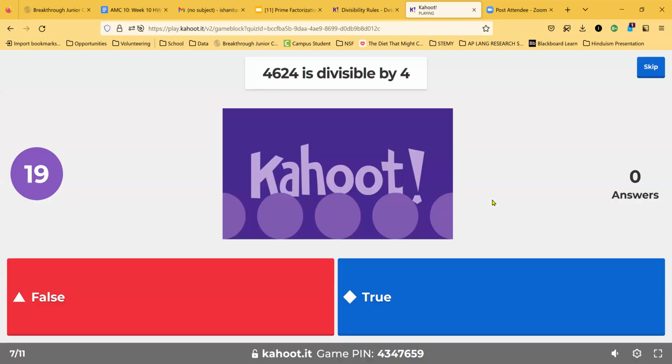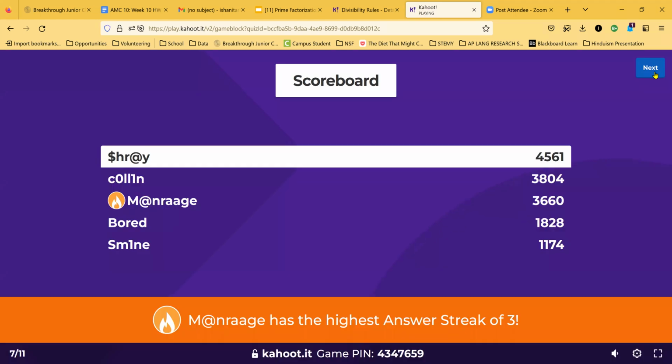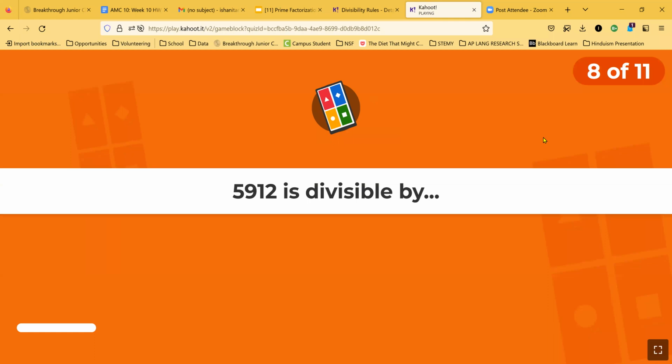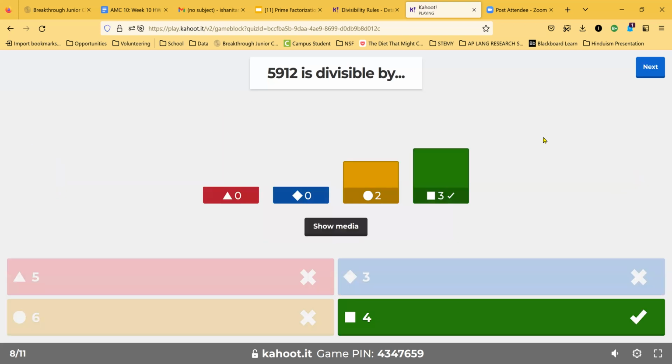4, 6, 2, 4 is divisible by 4. True or false? No, I think I got that wrong. No, no, no. Okay, yeah, no, it is true. It is divisible by 4 because 24 is divisible by 4. Okay. 5, 9, 1, 2, I think this number was said earlier, is divisible by. Okay, yeah, it is 4. The last 2 digits are 12, so that is divisible by 4.